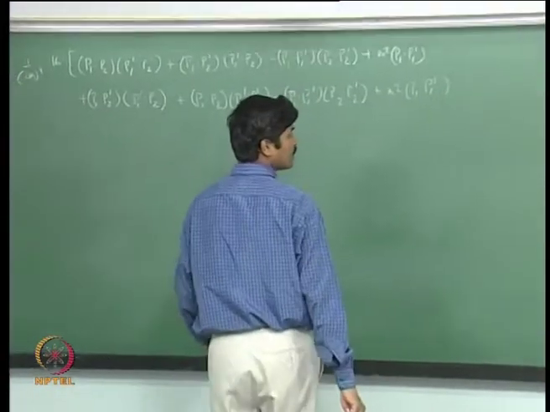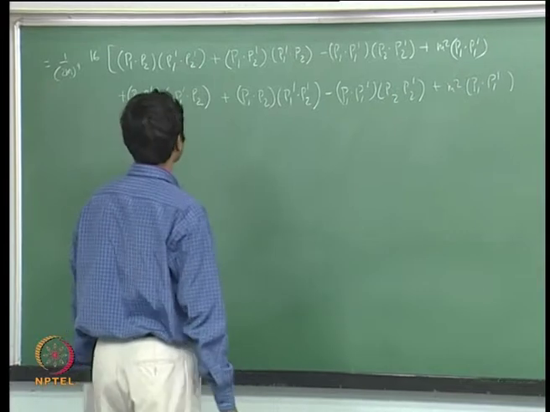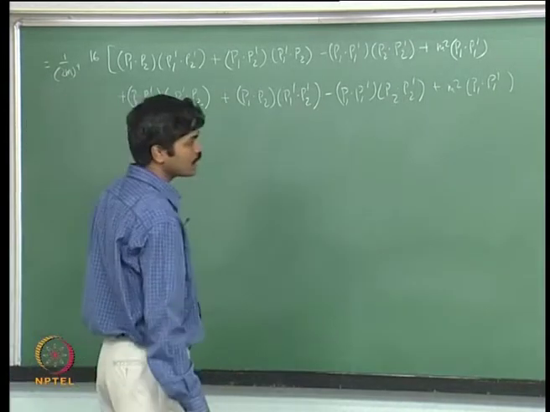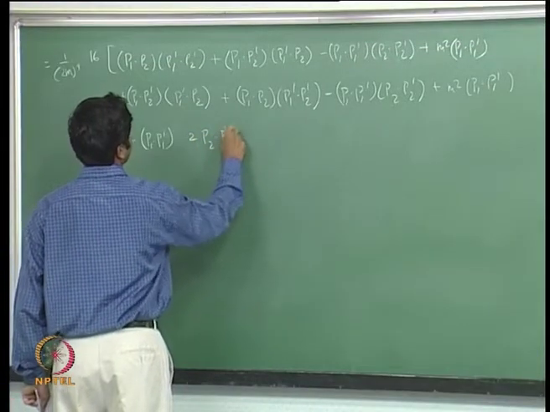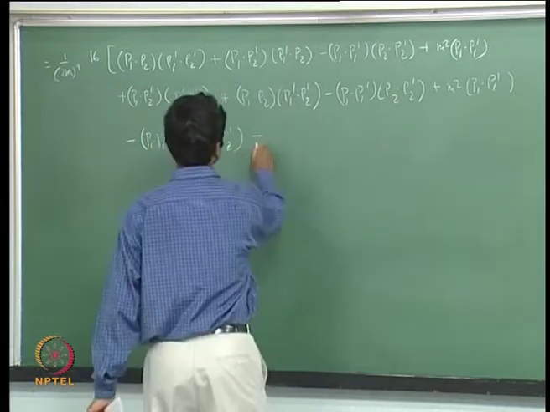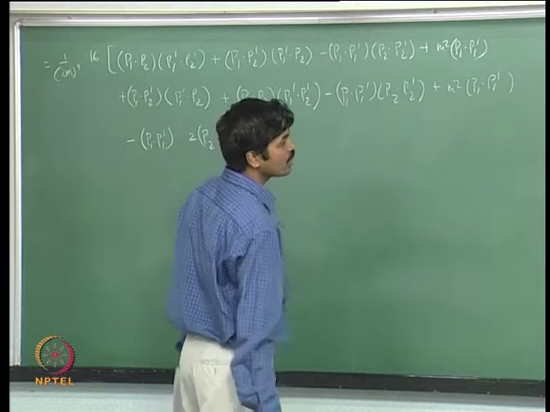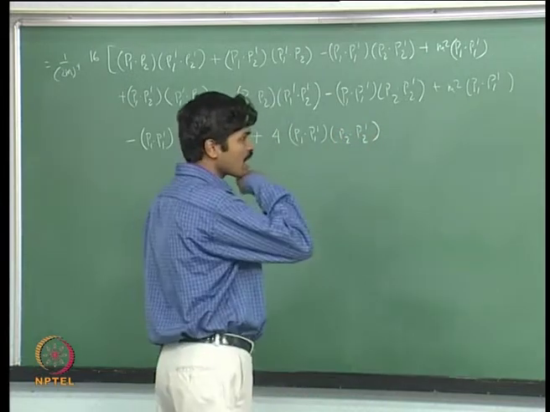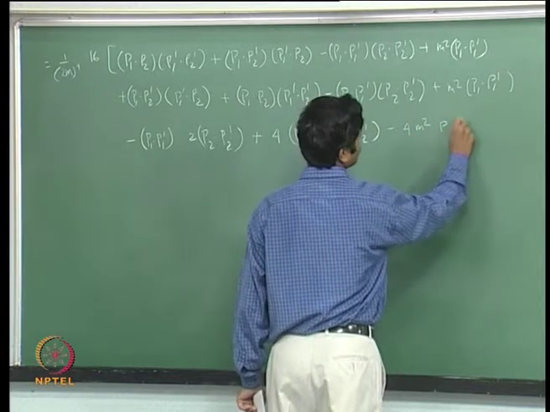Anyway, then I have to multiply eta mu nu with the last term. So this will give me minus p 1 dot p 1 prime times eta mu nu will give me p 2 dot p 2 prime with a factor of 2, twice p 2. Then minus plus eta mu nu, what is this? It is 4, okay. 4 p 1 dot p 1 prime p 2 dot p 2 prime, then minus 4 m square p 1 dot p 1 prime.